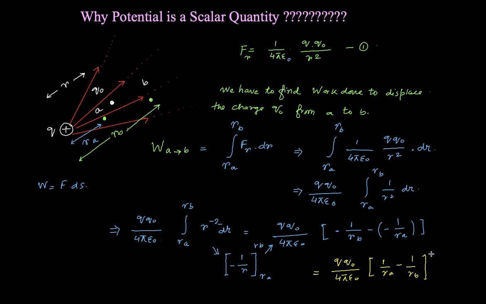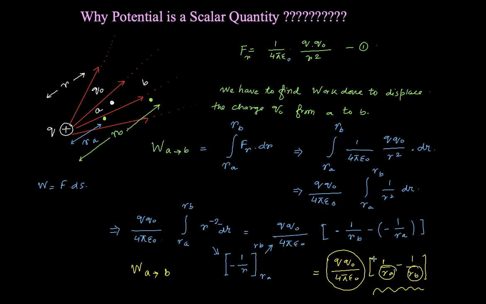Now what is the fundamental thing? The work done to displace the charge from A to B is path independent. Why path independent? You can see that q naught and 4 pi epsilon are all constants, but what we can change is r_A and r_B, so this part is variable. That means the work done depends only on the initial position and the final position. That's why it is path independent, and as it is path independent, that's why potential is a scalar quantity.